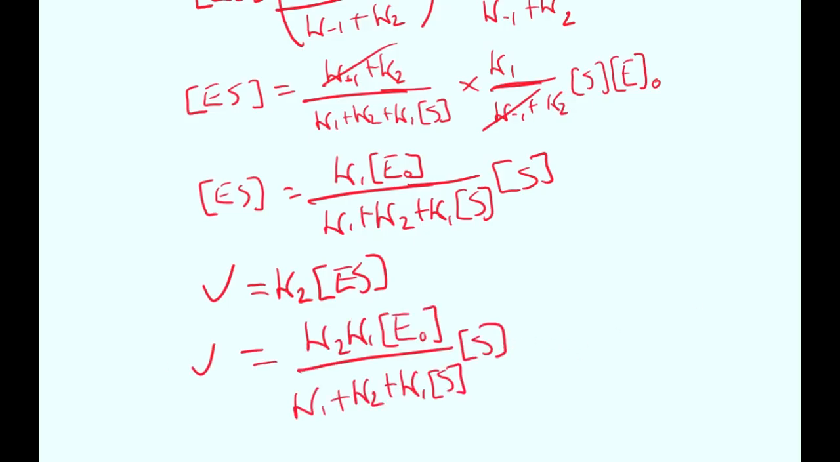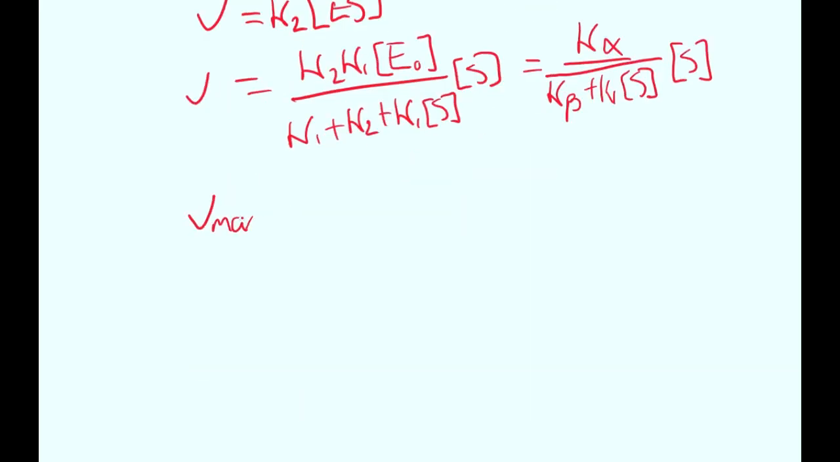Note that K1, K2, E0 are all constants, so we can take this as a new constant called K alpha. Similarly, K1 plus K2 is another constant we can call K beta. This is our simplified rate equation. So let's look at a couple limits.